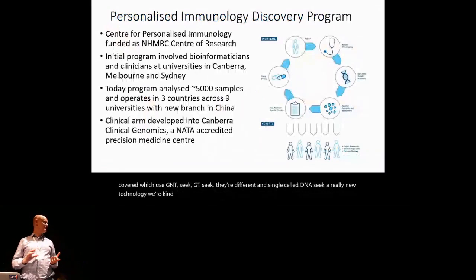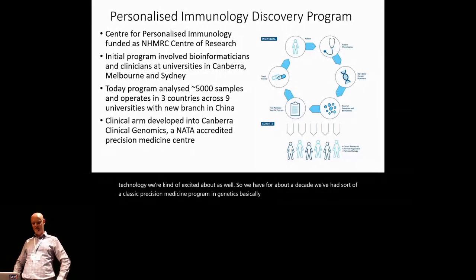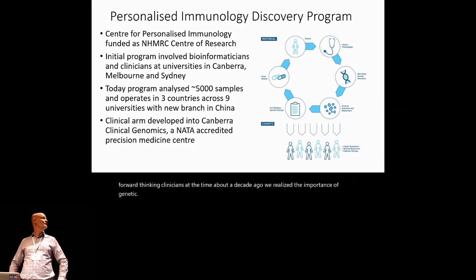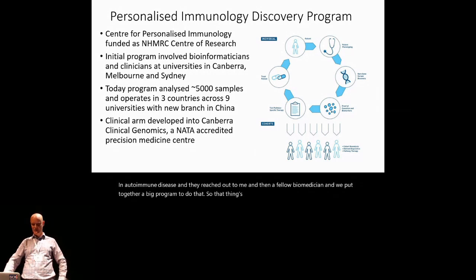So for about a decade, we've had a classic precision medicine program in genetics, basically finding disease-causing variants in autoimmune disease. I was lucky enough to work with some very forward-thinking clinicians at the time. About a decade ago, we realized the importance of genetic variation in autoimmune disease, and they reached out to me and a fellow bioinformatician, and we put together a big program to do that. That's still churning along, and is now running in hospital settings, and also has a research arm as well.